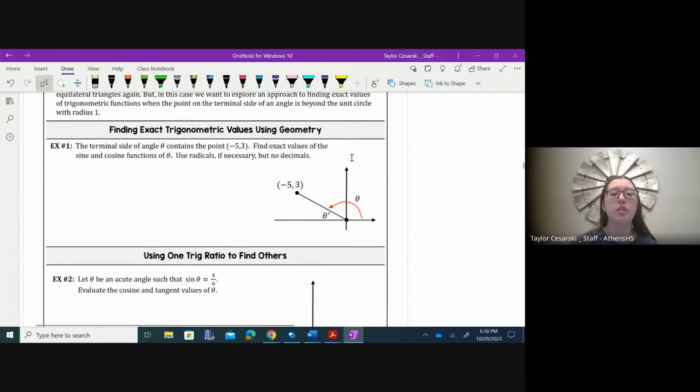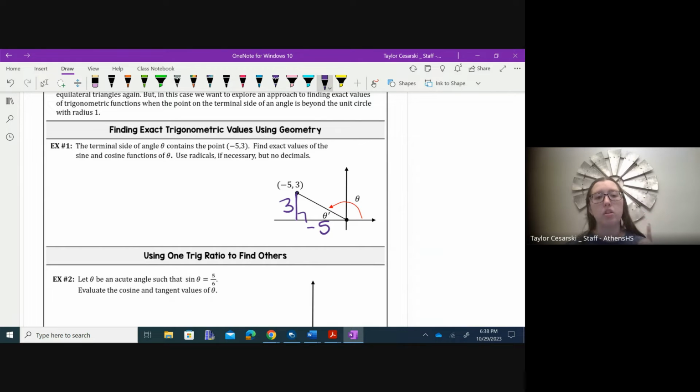So I see the terminal side contains the point -5, 3. Find the exact values of sine and cosine functions of theta. Use radicals if necessary, but no decimals. So it gives me this point. Best thing to do is to draw a triangle. I see x is -5. That should make sense because I've gone to the left. That's negative. And 3.